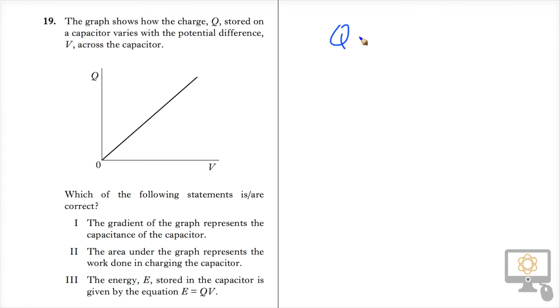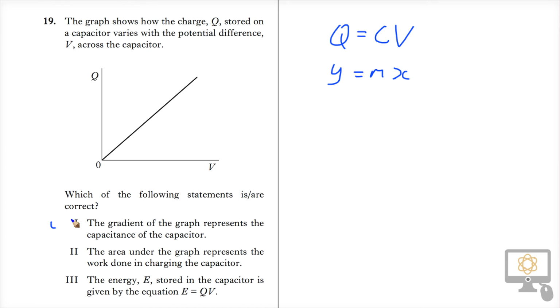It's Q is equal to CV. The charge is equal to the capacitance times the voltage, and that's effectively in the form of y is equal to mx. And we have a graph here where the y-axis is Q, the x-axis is V, and the gradient therefore is C, which is the capacitance of the capacitor. So the gradient represents capacitance.